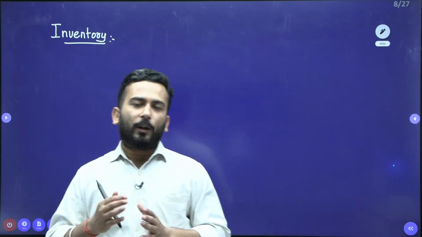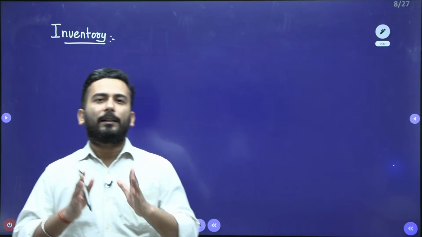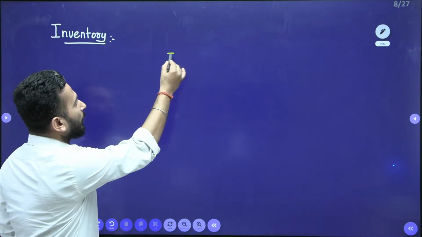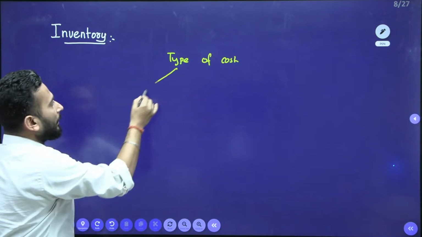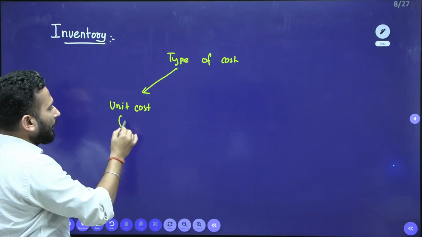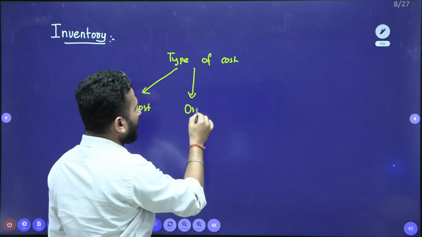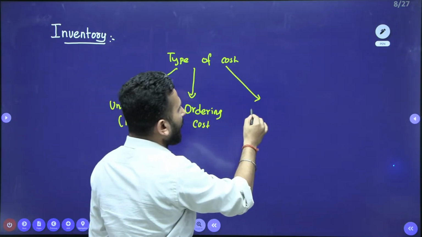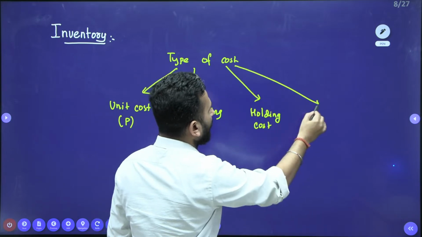Now, my dear friends, before talking of the deterministic model, before talking of the probabilistic model, let me talk about the types of cost in inventory. What are the types of cost in inventory, my dear friends? Can anyone tell me? See, for an item, there will be unit cost, that is, the cost of an item. Then there will be ordering cost. Yes or no? Then there will be holding cost. Then there will be shortage cost.